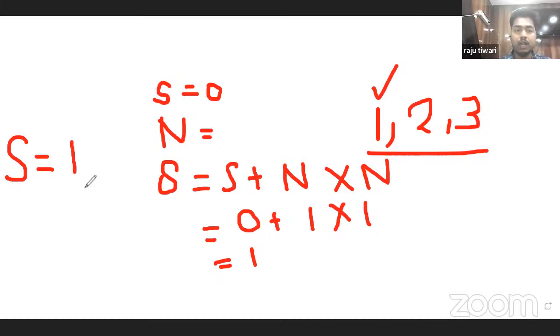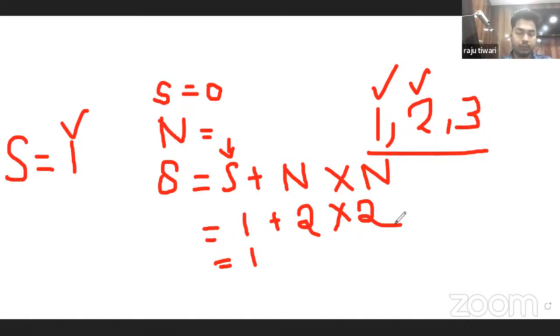Now we will use this value as the sum value here. The second number is 2, so we will take 2. It will be 2 multiplied by 2, and the sum is 1, which we updated. So it will be 1 plus 2 multiplied by 2. 2 multiplied by 2 is 4, and 4 plus 1 is 5. So the new sum value is 5. I'm just updating this value, and the updated value becomes 5.